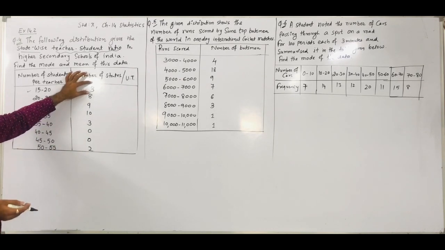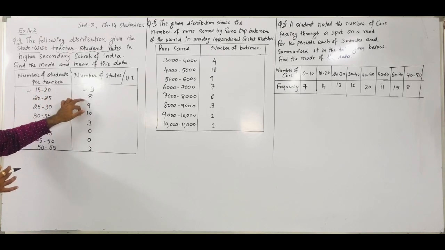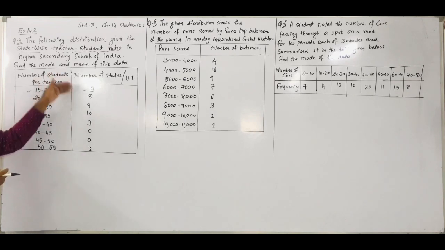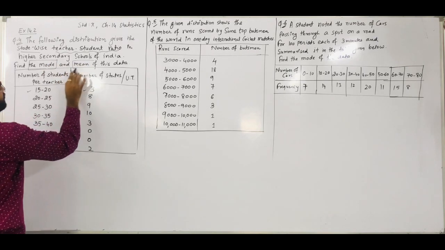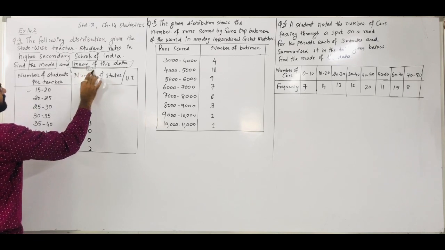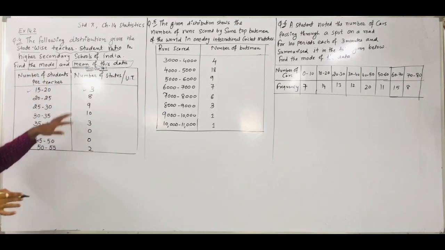So what is the meaning of the given observations? There are 3 states or union territories in which the number of students per teacher is between 15 to 20, right? There are 8 states or union territories in which the number of students per teacher is 20 to 25. Okay, so that way the data is given. So the question asks, find the mode and the mean of the data. The mean you have to find in your homework, as we discussed in exercise 14.1, how to find the mean of the given observations.